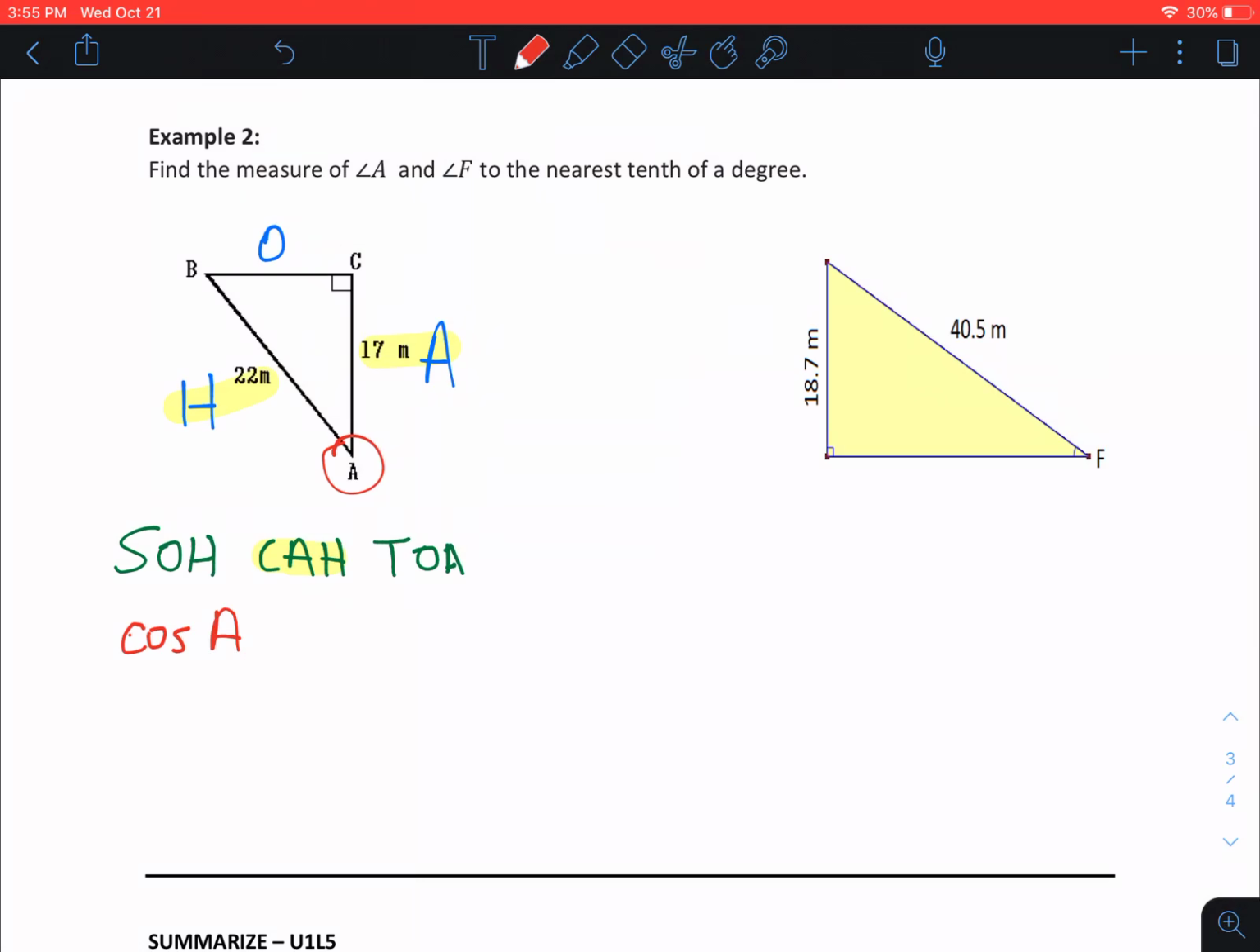Okay, so now I can write my normal cosine of angle A is going to equal the adjacent divided by the hypotenuse. Okay, so that's my CAH. Cosine is adjacent over hypotenuse. And if we substitute our numbers in, the adjacent over the hypotenuse is going to be 17 over 22.